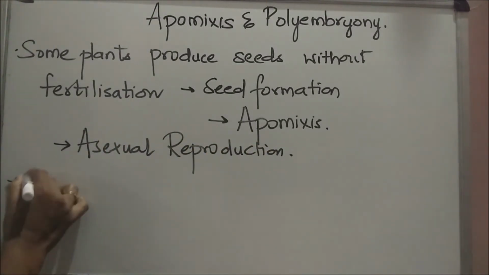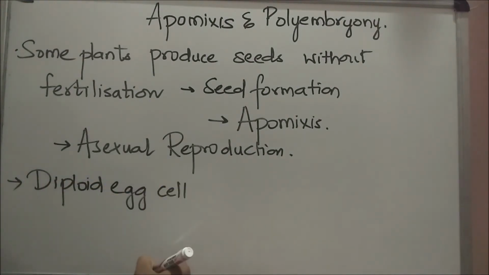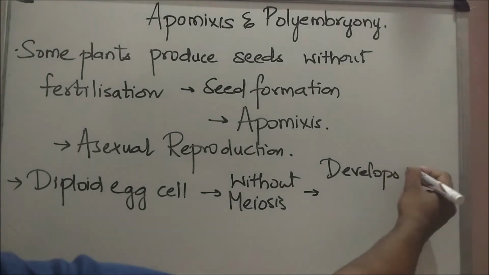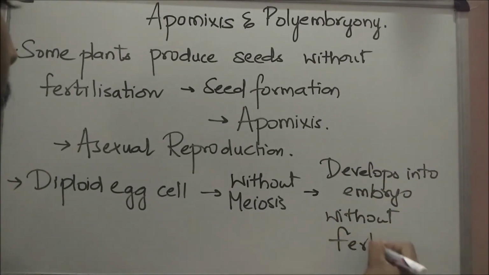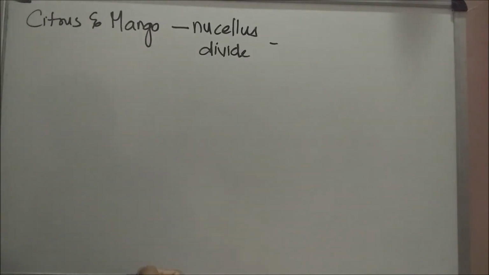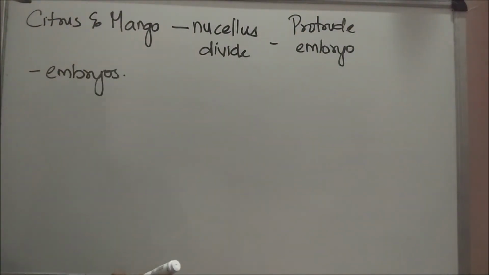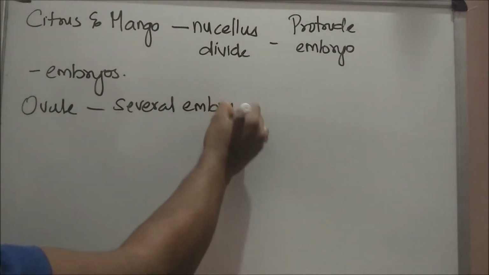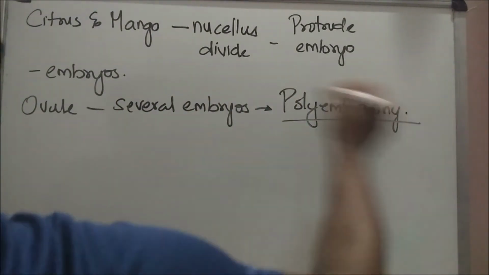In some species, apomixis occurs as a diploid cell is formed without meiosis and develops into an embryo without fertilization. In some varieties like citrus fruits and mango, the nucellus cells divide and protrude into the embryo sac to develop into embryos. In such cases, each ovule may contain several embryos, and this condition is called polyembryony.